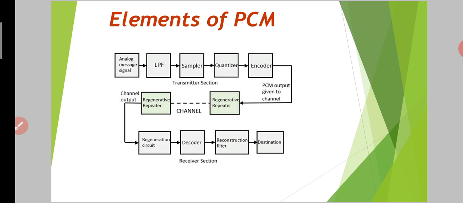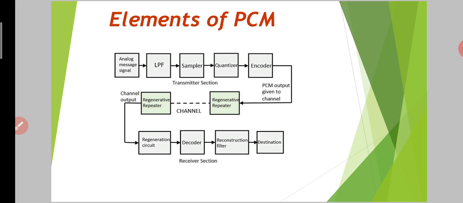In between these channels, as I already told in previous videos, there are regenerative repeater stations. The transmitted signal reaches the receiver through these regenerative repeater stations. In the receiver section, there are different blocks: regeneration circuit, decoder, reconstruction filter, and destination. Let us discuss in detail what happens in each section.